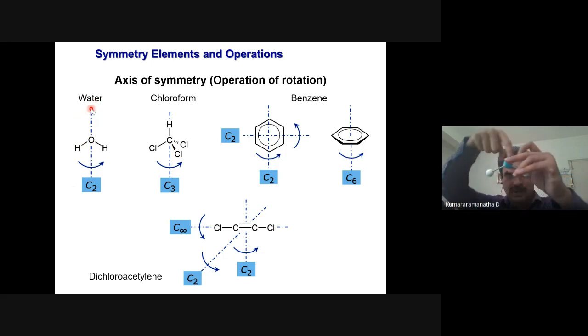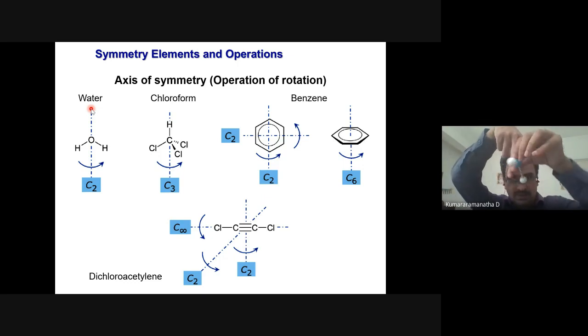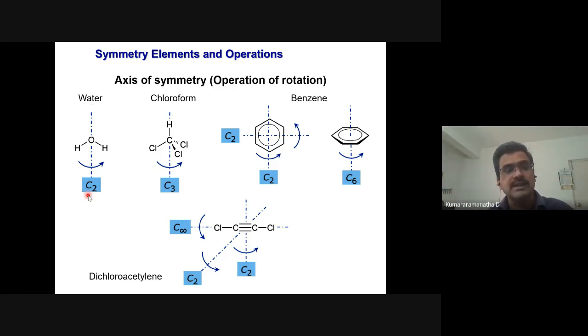So if you pass a line through this ball and do a turn, then it is C2 symmetry. C2 means 360 divided by 2, 180-degree rotation. Now C3. So now you can see, for this, 3 Cl groups are angled at 120-degree in one plane, a triangle, you can easily think about it. Around the CH axis, if you do a threefold rotation, threefold means 120-degree, you get the same configuration.